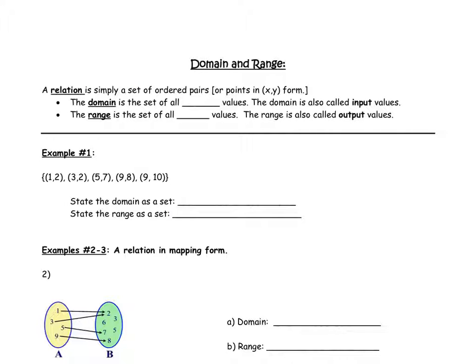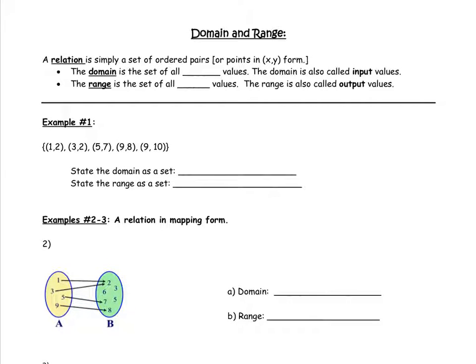Okay, so now we need to talk about something called domain and range. We talked about a relation already. A relation is simply a set of ordered pairs where the domain is the set of all x values and the range is the set of all y values. Sometimes we refer to the domain as the input and sometimes we refer to the range as the output, just for your reference. So here's example number 1.